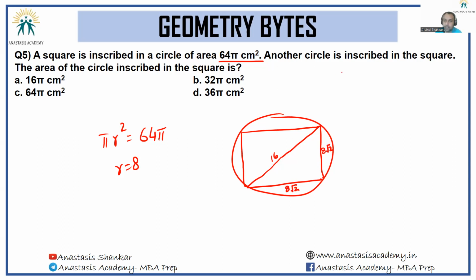Okay. Another circle is inscribed in the square. When you have another circle inscribed in the square, the radius for that will be 4 root 2. This chotu circle will have a radius of 4 root 2. The area of the circle inscribed inside the square is pi 4 root 2 square. So it will be 32 pi. So answer to the question should be option B.